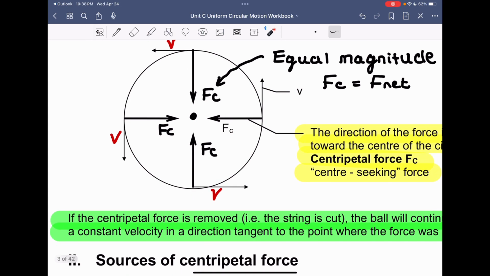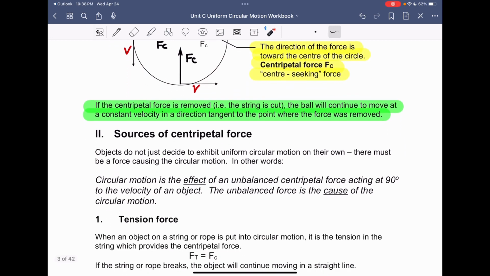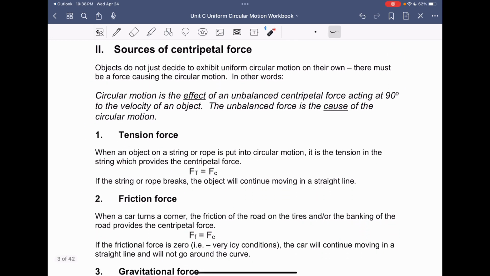Now, something really important here is we want to take a look at the sources of centripetal force. And this is really important to key in on, and not treat it like we're talking about a first law problem, but rather that we're trying to classify the force of FC as different things. So first and foremost, we're going to highlight this piece here. Circular motion is the effect of an unbalanced centripetal force acting at 90 degrees to the velocity of the object, as mentioned on the first page. The unbalanced force is the cause of the circular motion, meaning the unbalanced force causes that directional change in the given speed on the periphery.